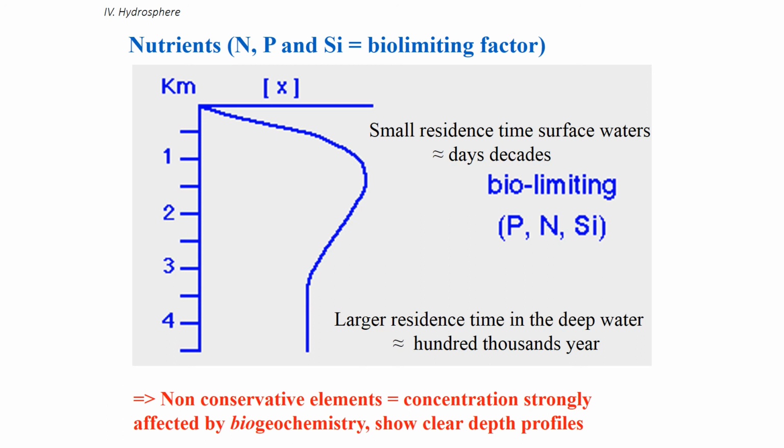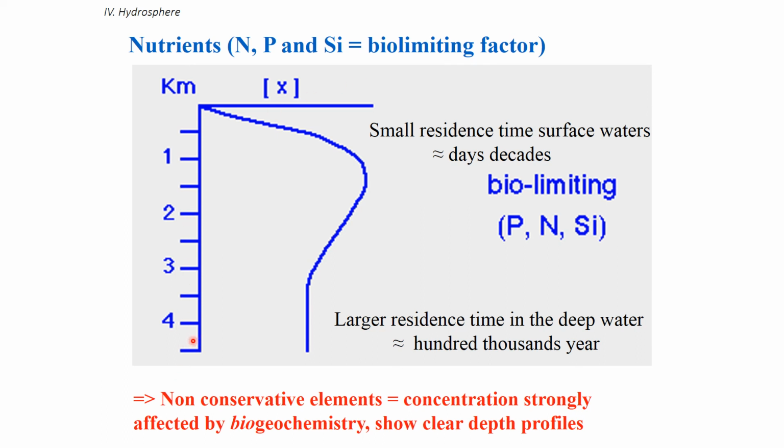Okay, so elements like the nutrients phosphorus, nitrogen and silicon here. And you can see here that they have quite short residence times because they're being removed actively by biological processes from the ocean. Okay, so in this case we might see concentration profiles like this.